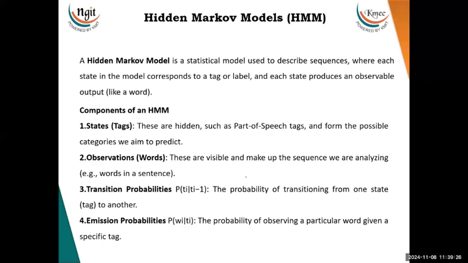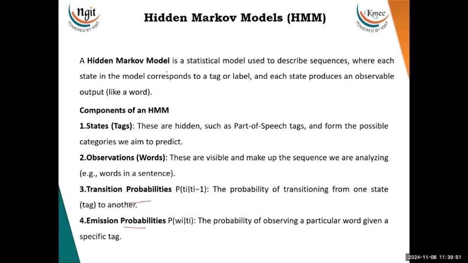So first one is the hidden Markov model. Basically, what happens in this hidden Markov model is it assumes the sequence of parts of speech tags forms a Markov process, meaning that the current tag only depends on the previous tag. That's its approach. And it basically uses two kinds of probabilities: one is emission probability, the other is transition probability.